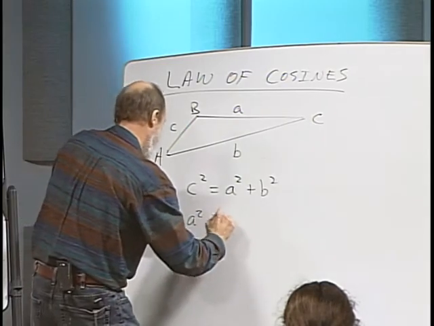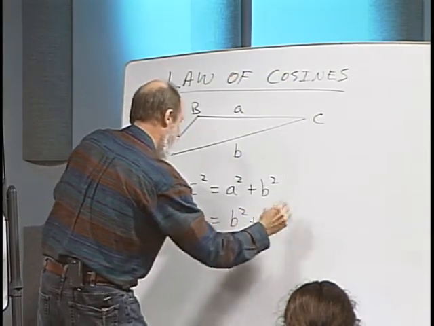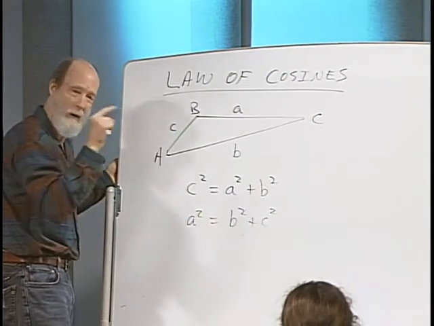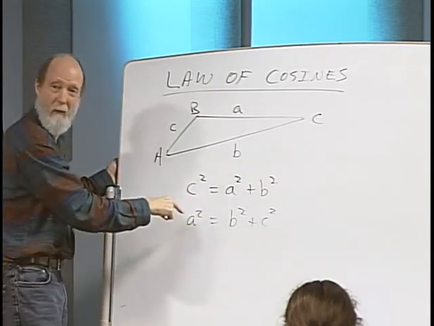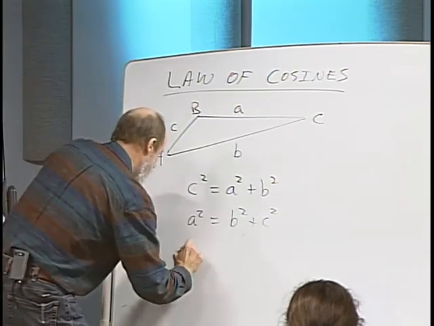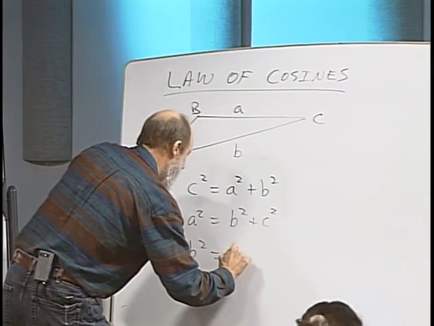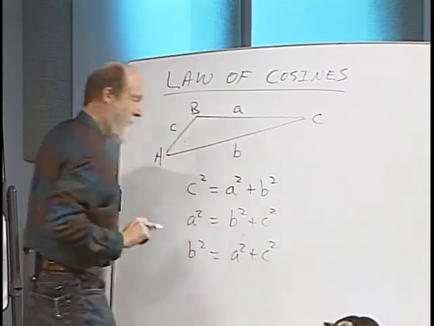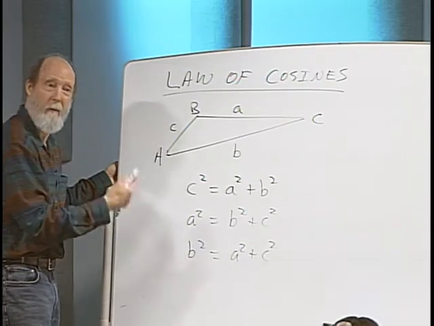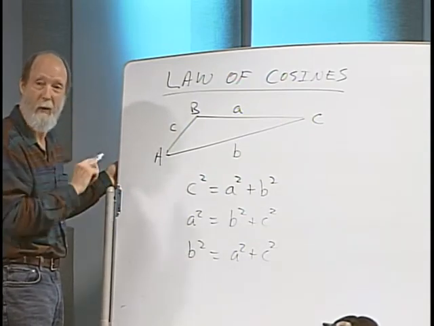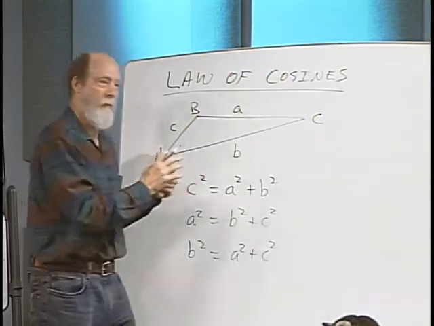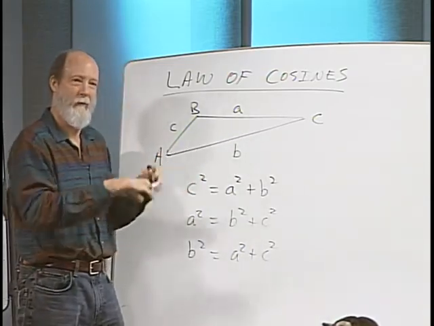I could have those labels mixed around though, couldn't I? So I could have A squared equals B squared plus C squared. If this was a right triangle, the hypotenuse would be A, has to be, right? And then the third option would be this way. Again, the hypotenuse would have to be B for the Pythagorean theorem to apply to a right triangle.